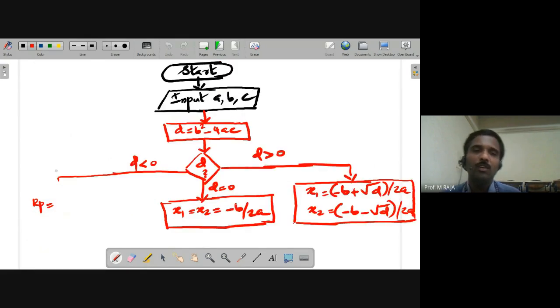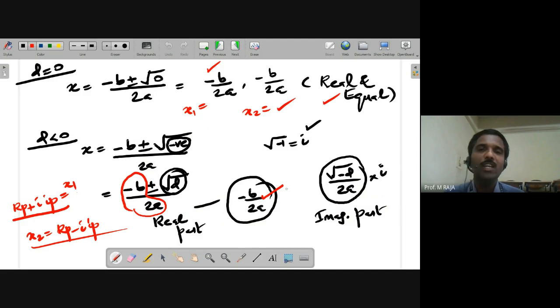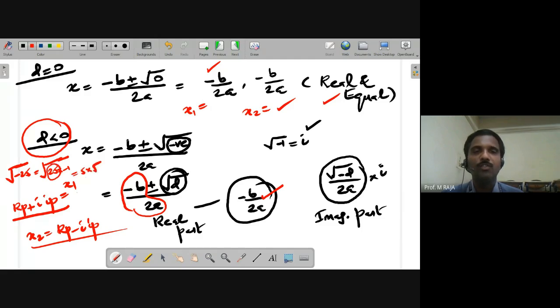Or I write separately, real part is equal to minus b divided by 2a. And imaginary part is equal to, what is the imaginary part? Since d is a negative quantity, d is less than 0. Suppose minus 25. The square root of minus 25 can be written as 25 into minus 1, right? So the square root is taken as 5 into square root of minus 1. We have the quantity 5i, where i is equal to square root of minus 1.